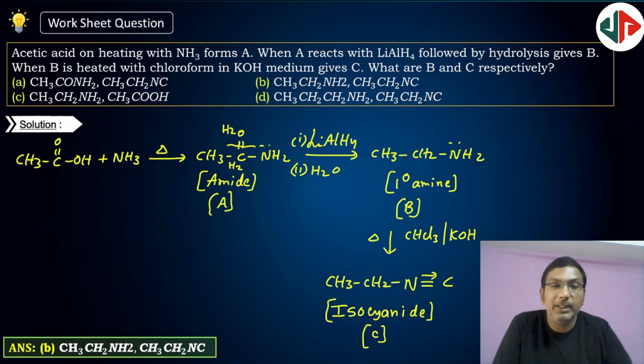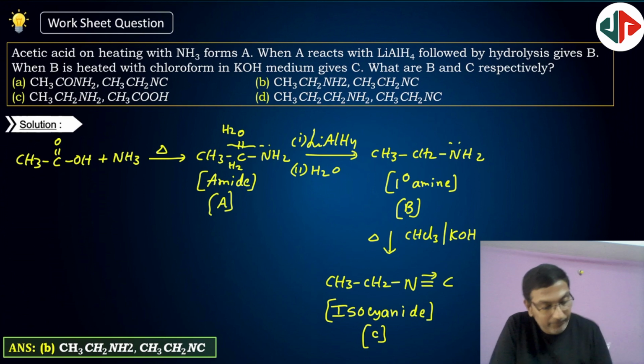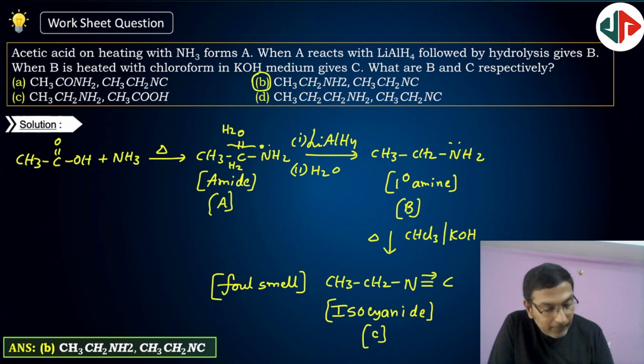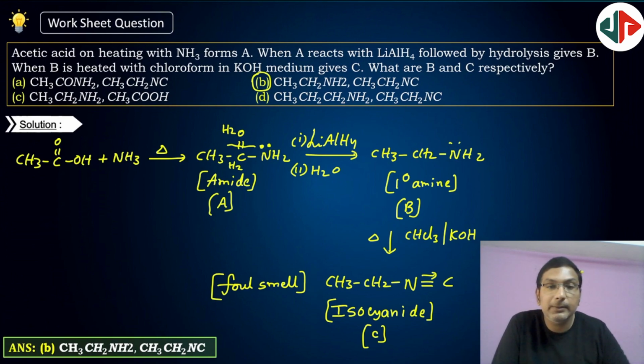Isocyanide test or carbylamine test. Here first compound we have to identify B and C only. B is CH3CH2NH2, ethanamine, and last compound C is CH3CH2NC isocyanide, which has foul smell, very bad smell due to the formation of isocyanide. Therefore option B. All are important reactions. Next.